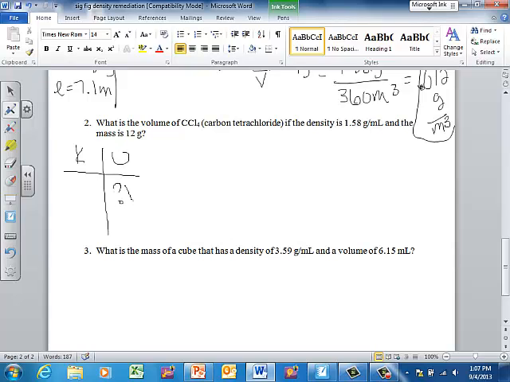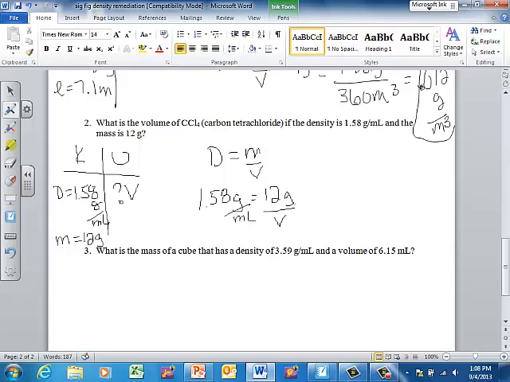This time for number 2, my unknown is volume. I know the density, 1.58 grams per milliliter, and I also know the mass is equal to 12 grams. Okay, so I solve for density equals mass over volume, and I plug it in. 1.58 grams per milliliter is equal to 12 grams over the volume. Now, here's the thing. Big mistake people are going to make is how to solve for the V.